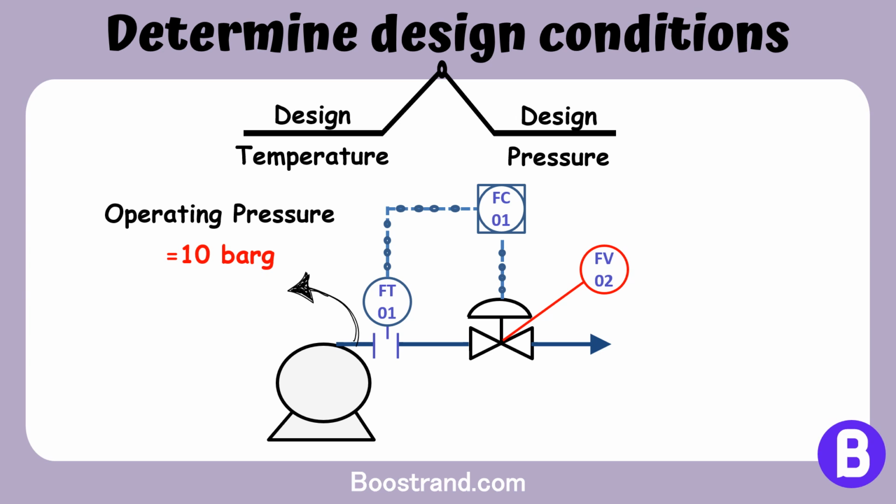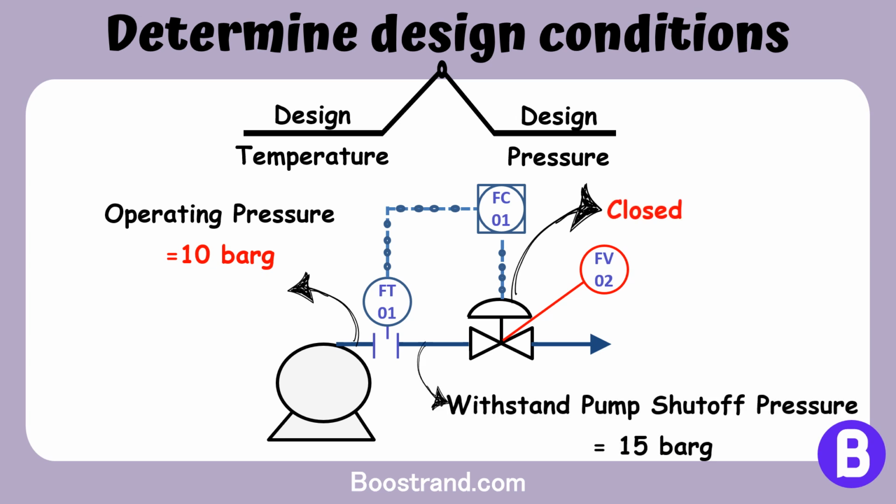However, if the valve in the discharge was closed by mistake while the pump is running, then the discharge system should be designed based on pump shutoff pressure. Let's say it is 15 bar gauge. So here the design pressure of the discharge system is 15 bar gauge. The same applies to temperature. So here we were talking about different calculations and activities carried out by a process engineer.